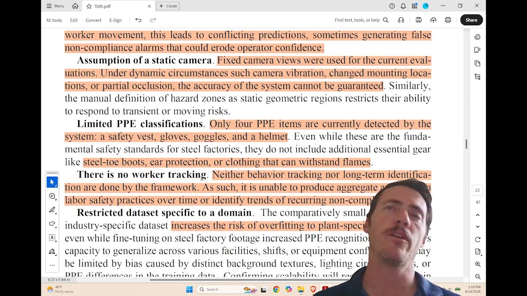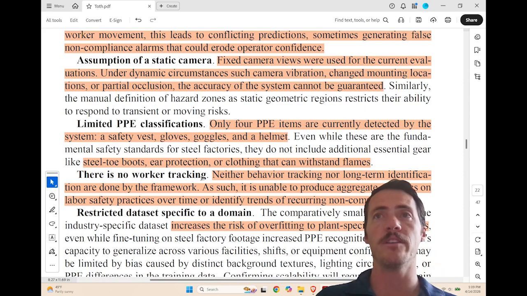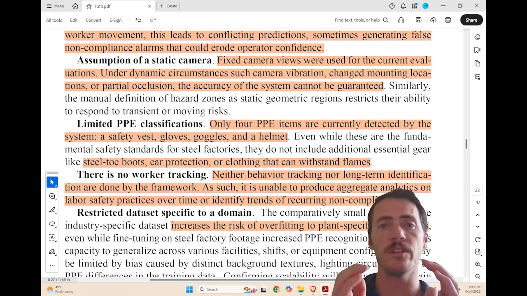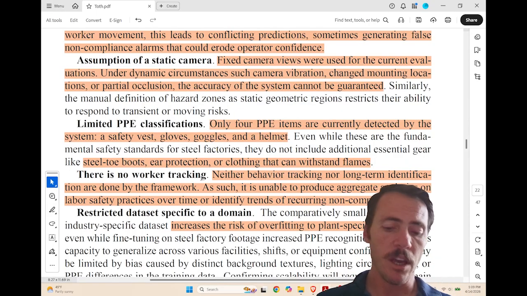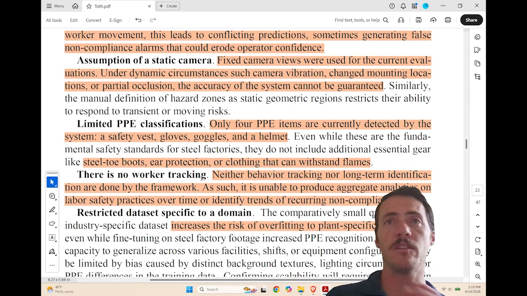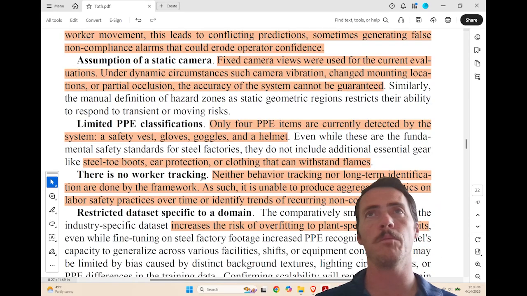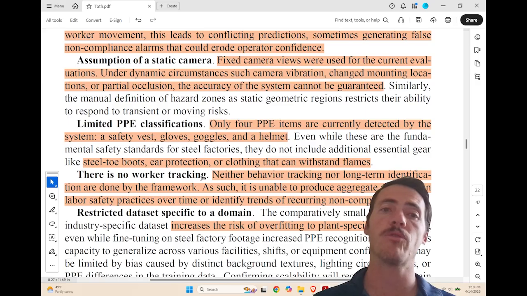One other one is that they're assuming the camera is staying fixed, right? That's how they were able to mark out the no-go zones, by pixel-defining the regions in this fixed camera location. But in the real world, cameras don't always stay fixed. There could be vibration. Maybe the mount changes its location or gets partially blocked. And under those scenarios, the accuracy of the system wouldn't be guaranteed. In fact, it would probably require retraining.